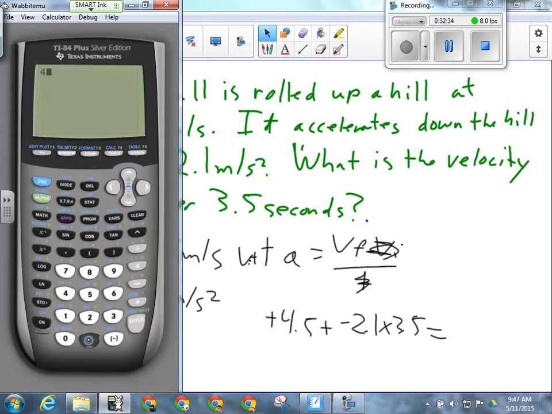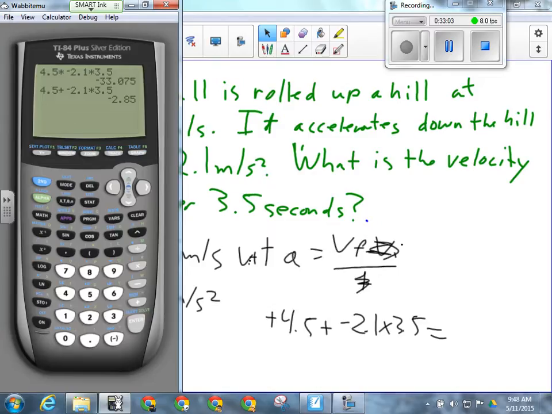All right, so 4.5 plus negative 2.1 times 3.5. Whoops, I got an extra times in there. Seemed like that wasn't quite right. That should be plus, not times. All right, negative 2.85 meters per second.